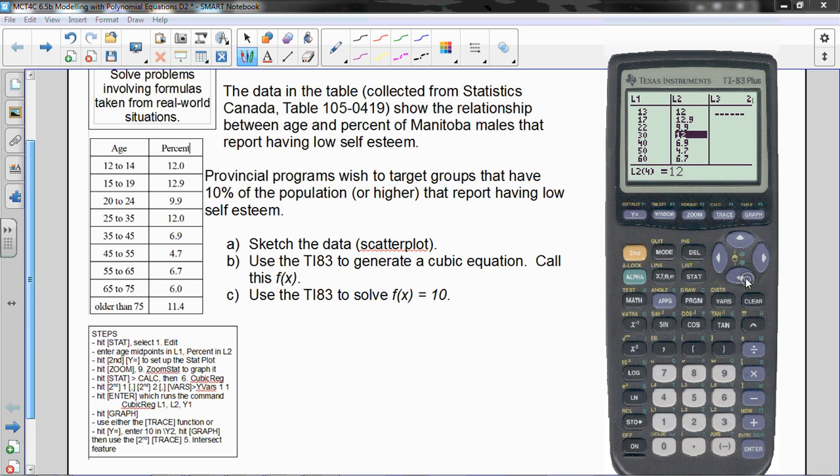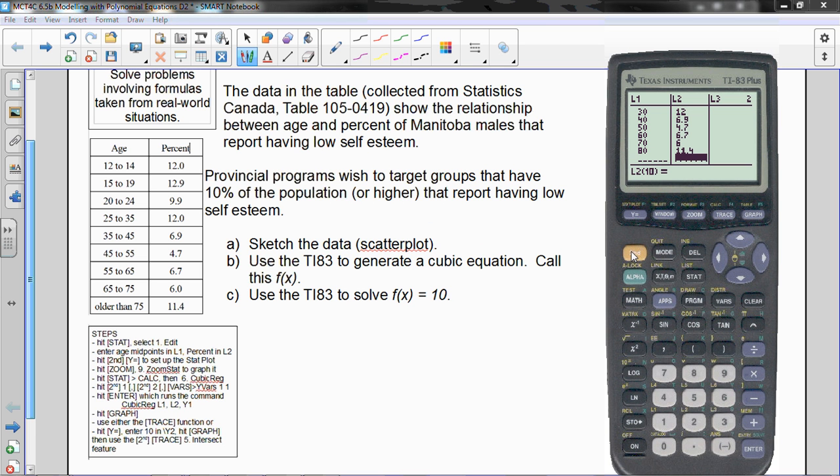The one that's kind of weird here is this very last one that's older than 75, 11.4%. And basically what I did is I just followed the pattern. So this one was 30, 40, 50, 60, 70, and then I just kept following that pattern, and that's 80, even though there might be some people in this group that are much older than 80. We're using that as our percent. And we'll just sketch the data.